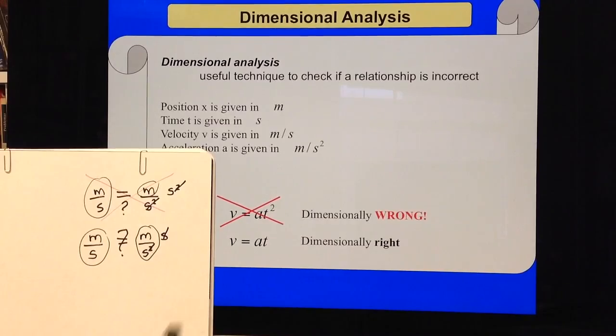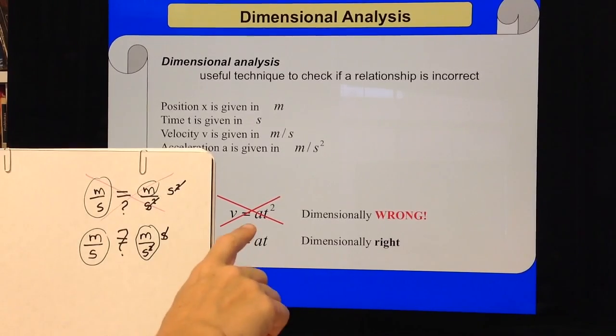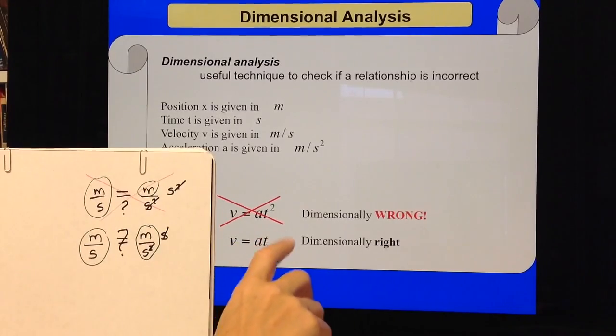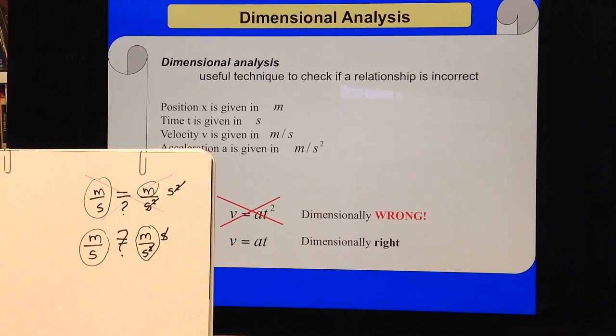I'm not sure if this equation is exactly correct, because to know if this equation is exactly correct, there might be a number 2, or it may be divided by 3, or it can be added by another number. That would still be dimensionally right. Okay. So all that I can say is that this equation is dimensionally right, and that this other equation is dimensionally wrong. And dimensional analysis, as I told you, is very important to find out if an equation is right or wrong.